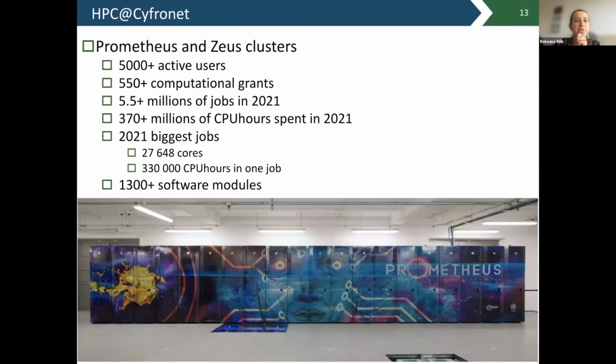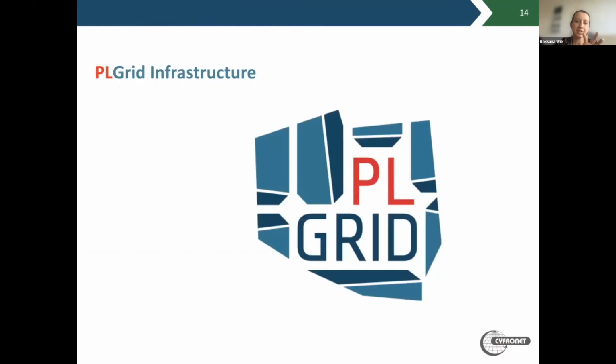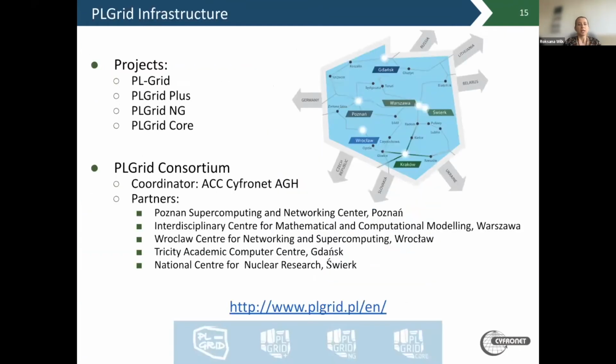So Prometheus and Zeus were bought as part of a set of projects that started and finalized in operational and productional PL Grid infrastructure. And this is it, this is PL Grid. So as I mentioned, a set of projects, 4 of them had to happen. So we are in the place that we are right now in Poland.